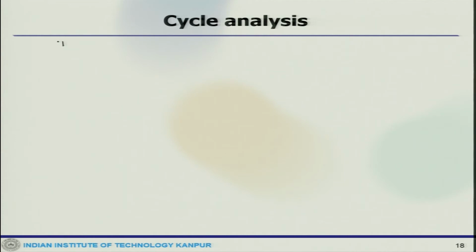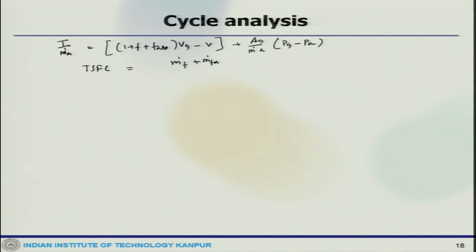One of the important parameters is the specific thrust, which would again be (1 + f + f_AB) times (V9 - V) plus A9 by m dot A times (P9 - PA). Now once we get that, we can also find out the TSFC. TSFC would be m dot F plus m dot FAB by T.